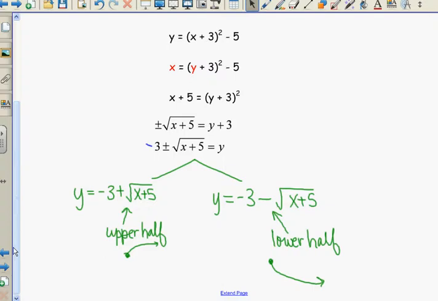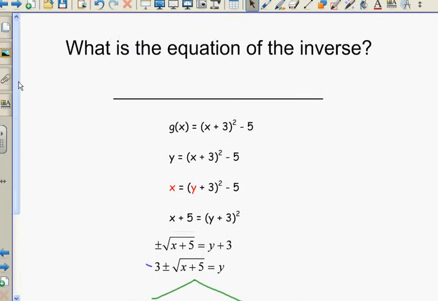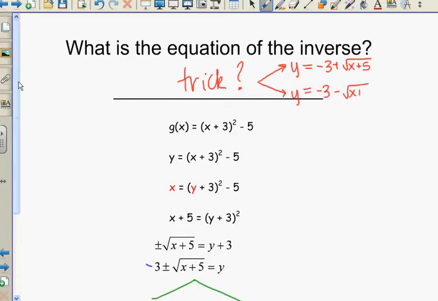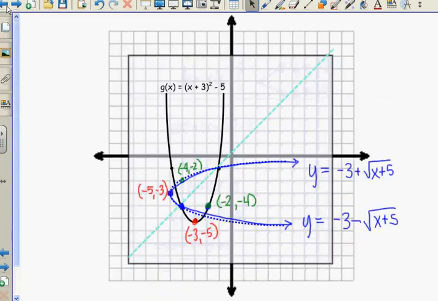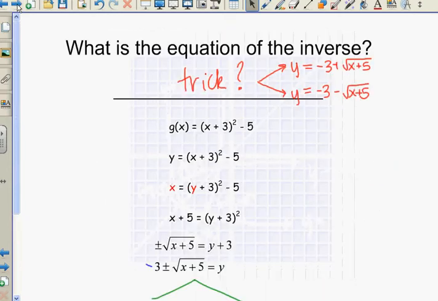For right now, I just need you to know how to get something by itself and tell me the pieces of the inverse. So this is really kind of like, what's the equation of the inverse? This is kind of a trick question because you're going to have to give me both parts, y equals -3 plus root x plus 5 and y equals -3 minus root x plus 5. And that's just for quadratics because when we reflect over the line y equals x, we get a not function. This would also happen with absolute values if I asked you to do that.